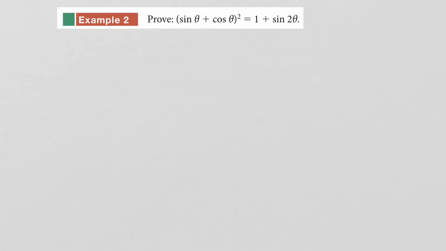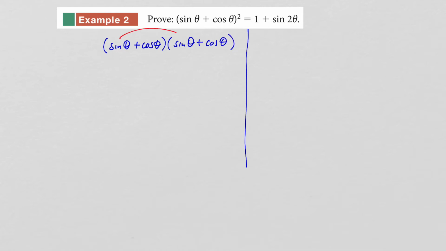In the next problem, we want to prove that sine of theta plus cosine of theta, quantity squared, equals 1 plus sine of 2 theta. Now, you could start on either side, but it's a little bit easier to start on the left-hand side. Now, the reason for this is because on the left-hand side, you have something that you can do here. Sine of theta plus cosine of theta, quantity squared, means sine of theta plus cosine of theta multiplied by sine of theta plus cosine of theta. And so from here, we can FOIL this.